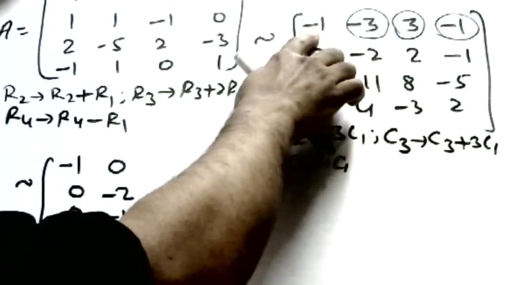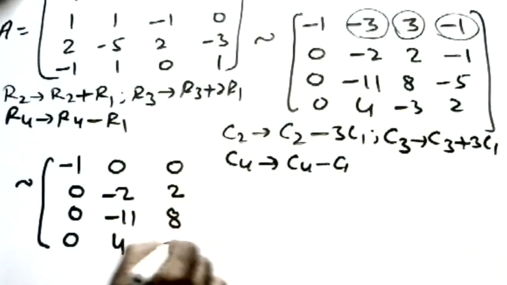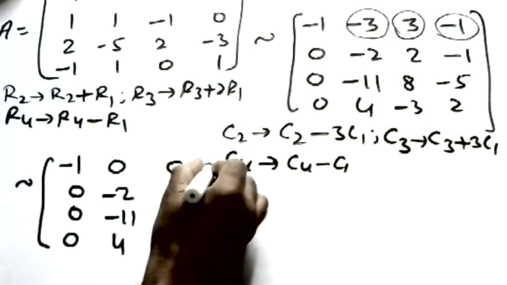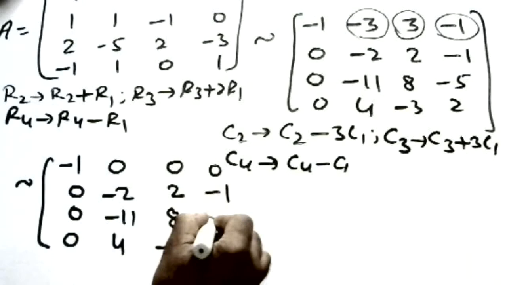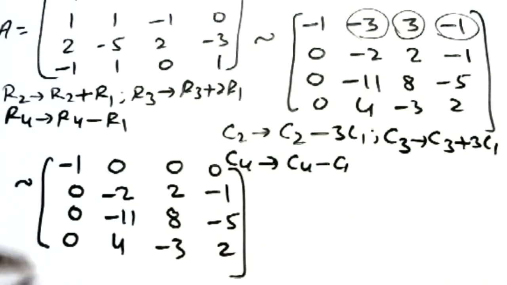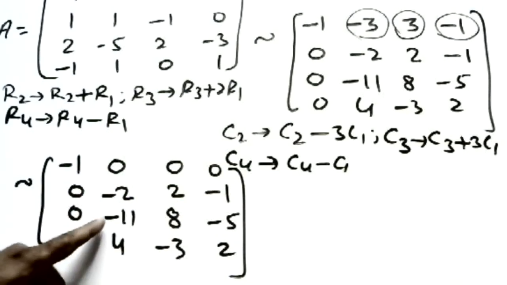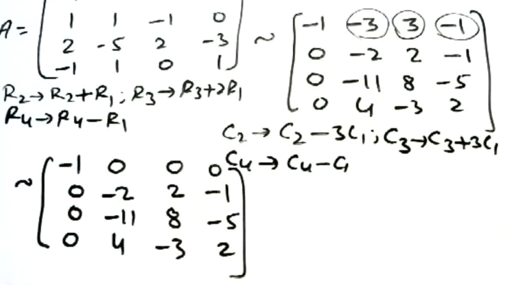Now 3 plus into minus 3, 3 minus 3 is 0. This will remain the same. 2, 8, minus 3. Minus 1 plus 1, 0. And minus 1 minus 0, minus 1, minus 5, minus 2. So we got these 3 zeros and these 3 zeros. Next step we have to make these 2 zeros, then these 2 zeros, then this 0, then 0.